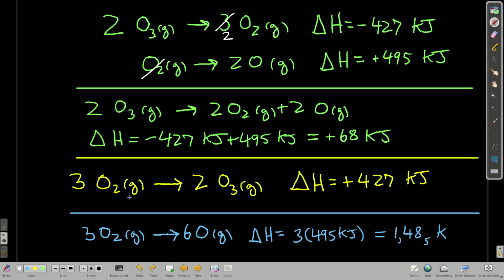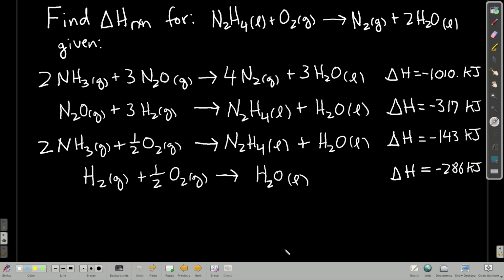On the other hand, if we were to reverse this first equation, then two ozones go to three O2s. Delta H is negative 427. When we reverse it, three O2s goes to two ozones. It's positive 427 kilojoules for delta H. And then finally, if we were to multiply this second equation by 3, giving three O2s and six monatomic oxygens, we multiply delta H by that 3, and we get 1,490 or so. Yeah, it's kilojoules, not kelvins. Kilojoules. There we go.